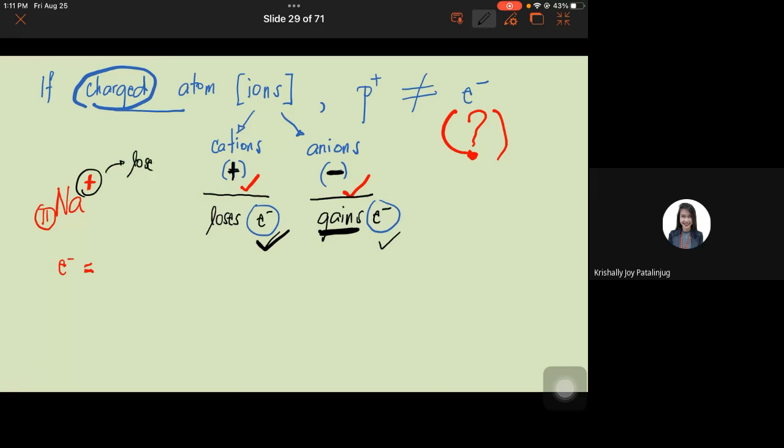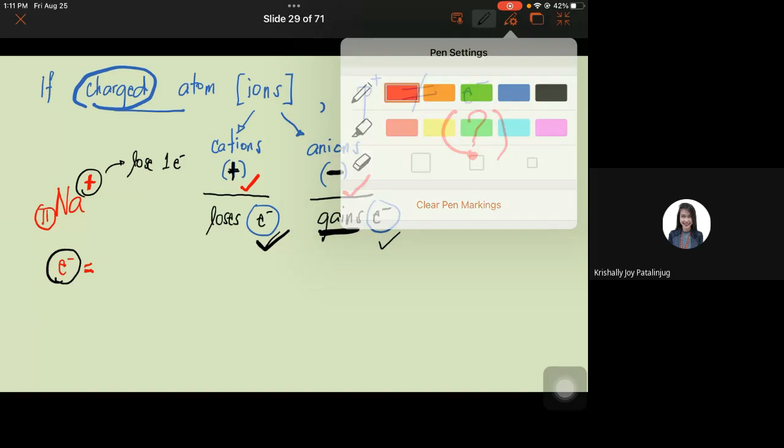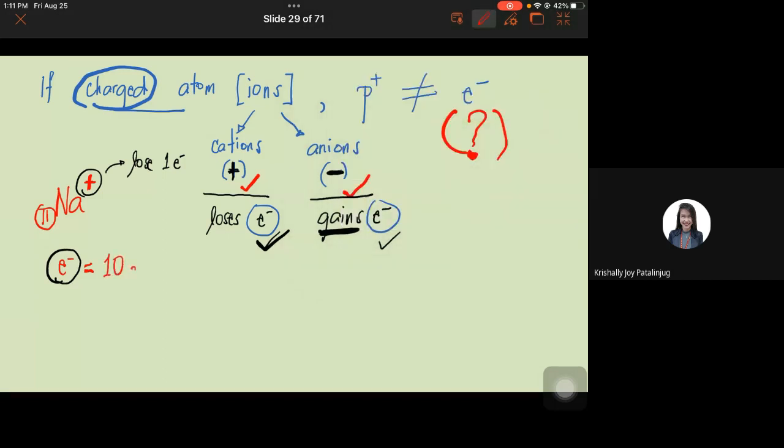Okay, so it loses an electron, particularly one electron, because it has no numerical value, so it's an imaginary one. Therefore, if you are asked for the number of electrons for the ion form of sodium, how many do you think would be the total number of electrons? It's not anymore 11. What's your answer? 10. Okay, 10. Very good. So a total of 10 electrons.